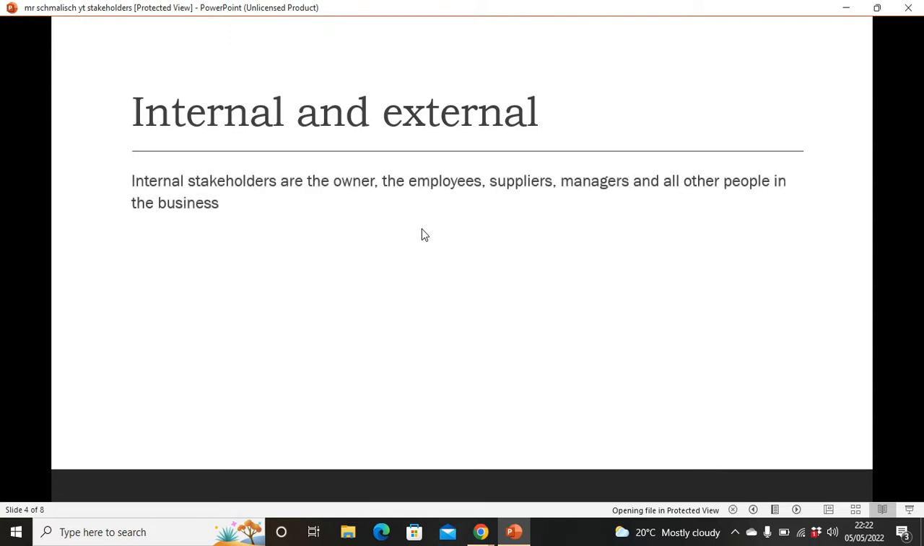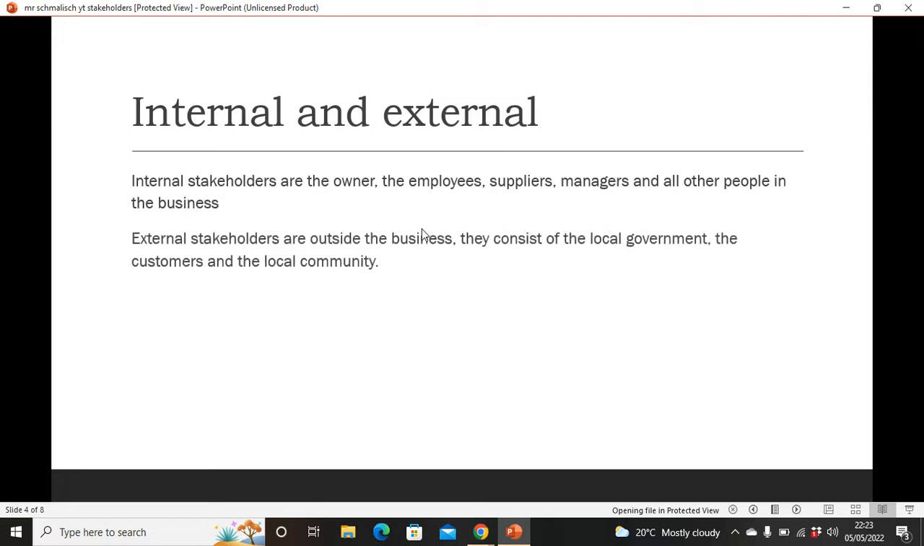Okay, so internal stakeholders are the stakeholders that are connected to the business. They work for the business. Okay, they are the owners, the employees, the managers. Whilst I put suppliers down as internal, they would actually be classed as external, as they do supply raw materials to the business. They don't work for the business. Okay, the business is just one of their customers. So suppliers would be part of external.